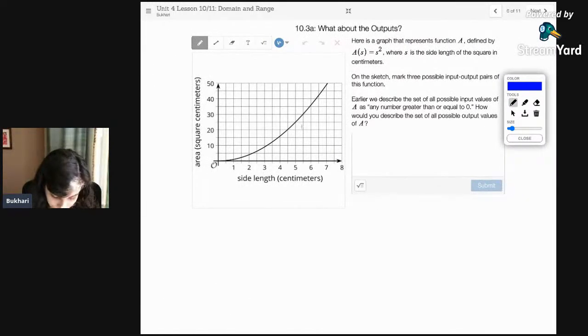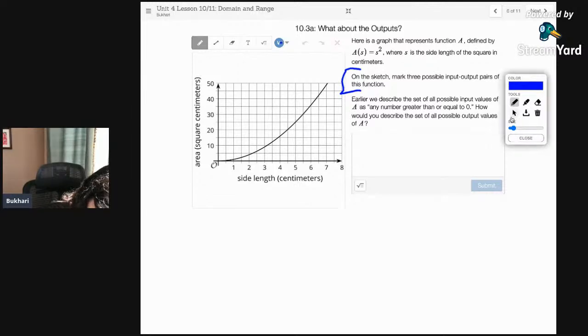And so now we're going to transition into our output values. This represents the scenario I was saying before, right? We have our side length in centimeters as our input, as our x values, and we have our area of our square as our y values. And don't forget on the sketch, mark 3 points that are input-output pairs of this function. This can also help you while you are doing your card sort right before this.